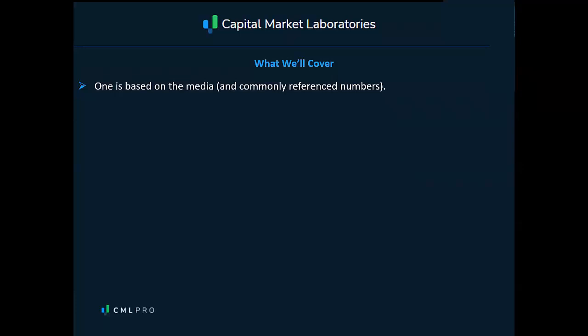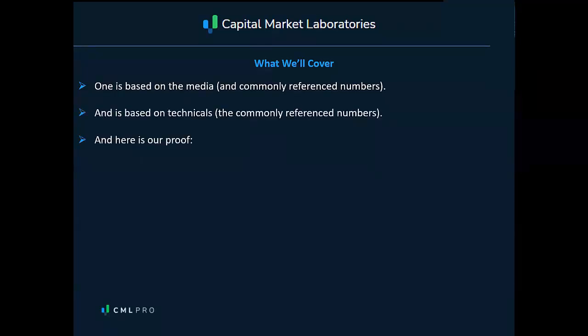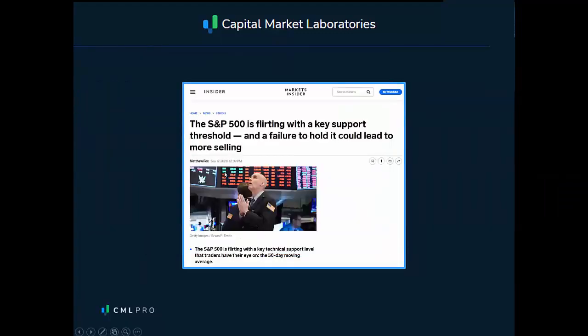Okay, so the one that is based on the media and commonly referenced numbers. This is where technical analysis would come in. And here's our proof. Here's an article from Business Insider in 2020. It said the S&P 500 is flirting with a key technical support level, the 50-day moving average. That's the market. That's Business Insider. CNBC.